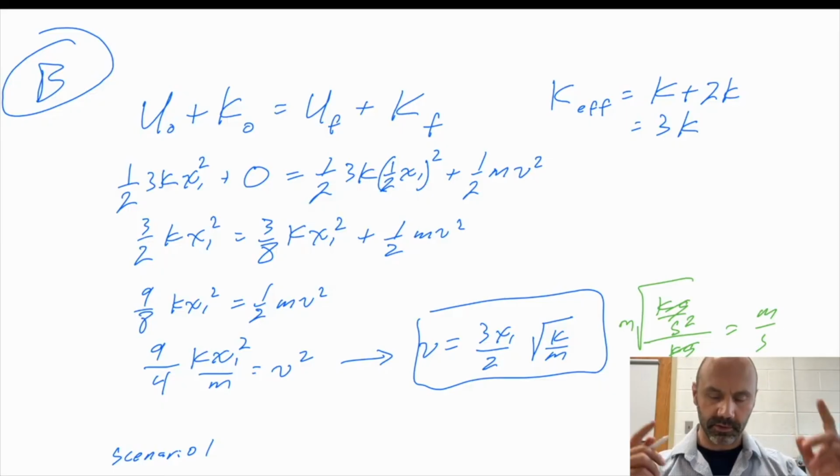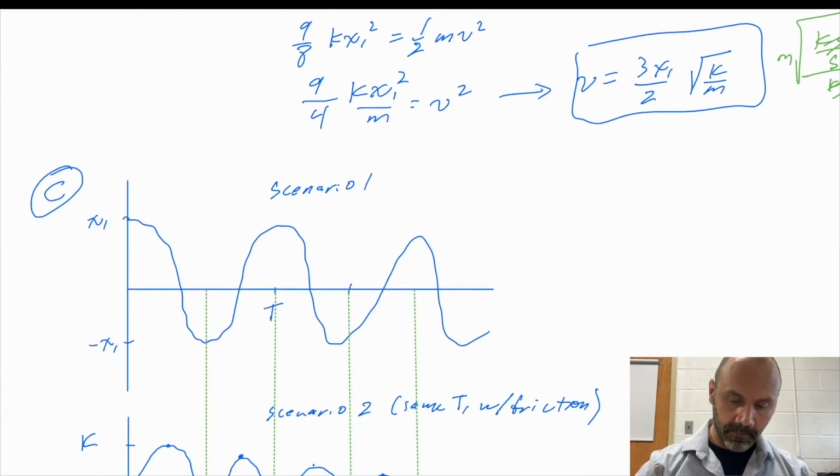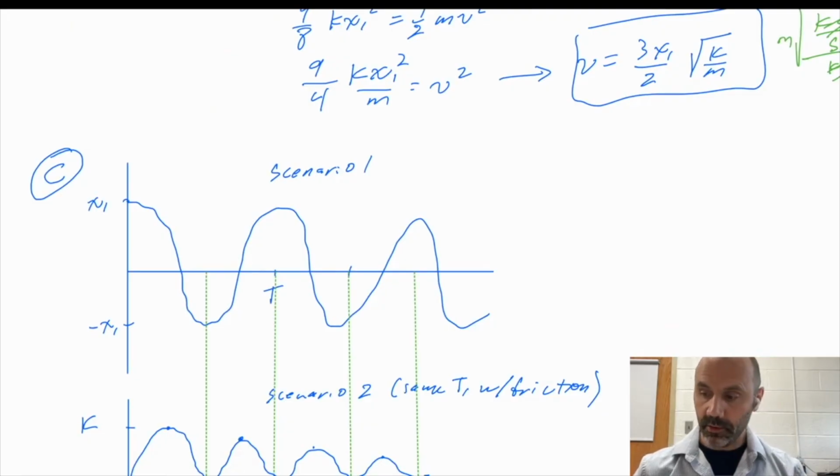That's what we want, just to kind of check what's going on with the units. Part C, so now we've got, this is on a new surface.